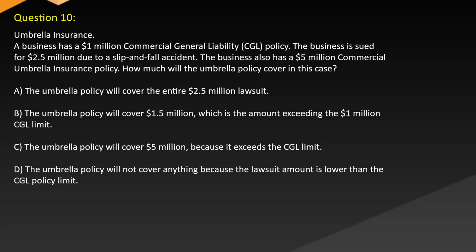The business is sued for $2.5 million due to a slip and fall accident. The business also has a $5 million commercial umbrella insurance policy. How much will the umbrella policy cover in this case? A. The umbrella policy will cover the entire $2.5 million lawsuit. B. The umbrella policy will cover $1.5 million, which is the amount exceeding the $1 million CGL limit. C. The umbrella policy will cover $5 million because it exceeds the CGL limit. D. The umbrella policy will not cover anything because the lawsuit amount is lower than the CGL policy limit.